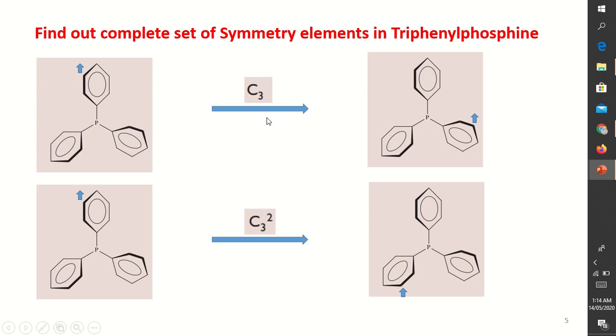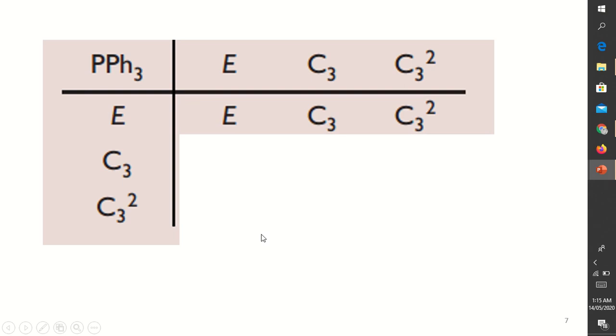If we apply C3 and then C3 again, then it would equal C3 twice, because applying C3 two times means the operation would yield the result like this one. So if we apply C3 two times, then it would be equal to C3 twice, and it is better to write here C3 twice over there.